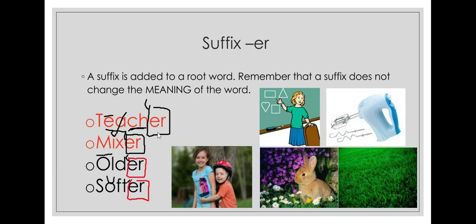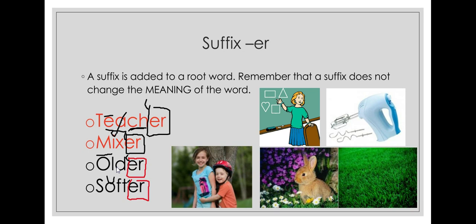So, like teacher, a teacher teaches. And then a mixer is a device. Maybe your parents have one at home. It's a device in the kitchen that helps mix things, like if your mom is making a cake or some brownies or anything in the kitchen. Maybe she has to mix some eggs in the dough to make a birthday cake. A mixer. So a mixer is a thing that mixes.